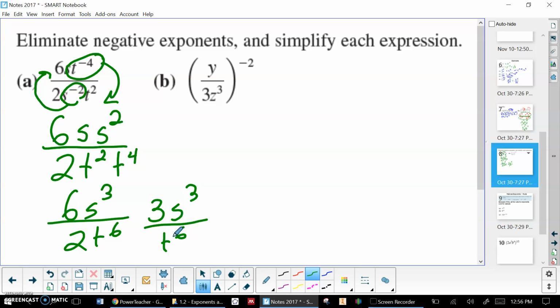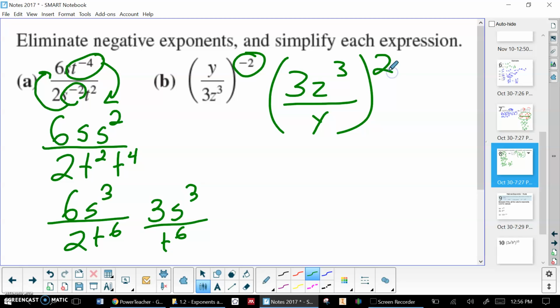Something like b, what I would do first is, just because there's that negative sign, I'd go ahead and flip the whole thing over. 3z to the 3rd over y, all raised to the 2nd power. That negative exponent, again, is just the reciprocal, flipping the top and the bottom. Now it works just like everything we've done before.